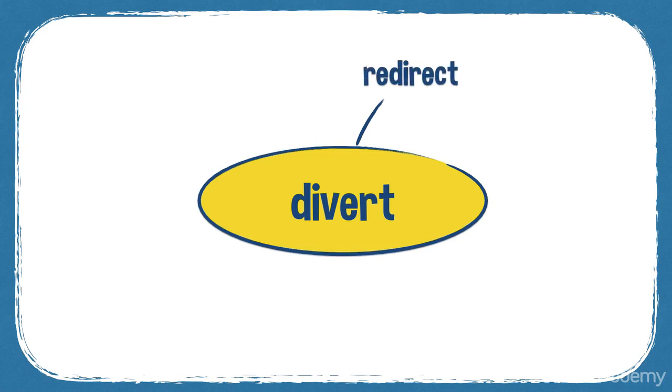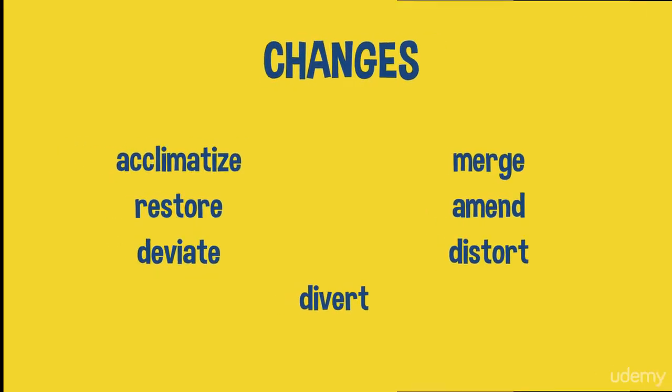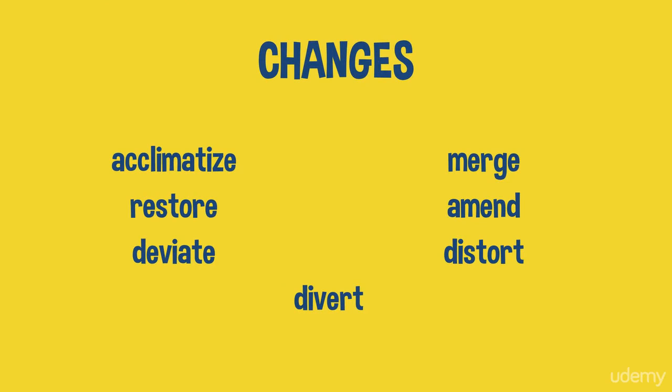And some synonyms for divert: redirect, switch, pivot, deflect. So there are your 7 changes words: acclimatise, merge, restore, amend, deviate, distort, and divert.